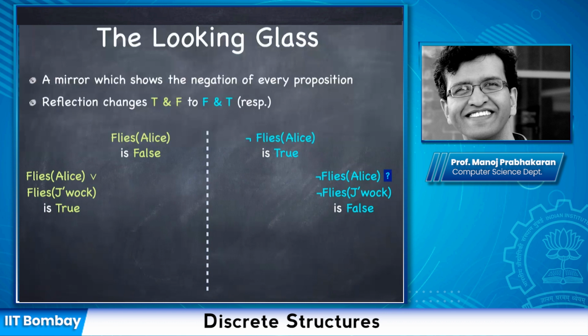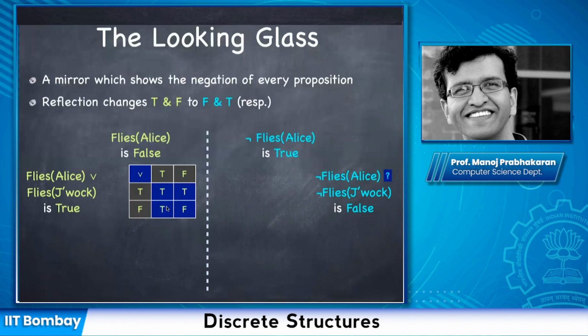Okay, so can we do that? Sure, we can do that. We just need to find the right operator such that, you took propositions combined using OR on the left. When reflected, the negations combined using this new operator should have the opposite truth value. So you take the truth table of OR, okay? So you look at, say, a cell like, let's say in this case, this. So flies Alice was false and flies Jabberwock was true. So that's why this was true.